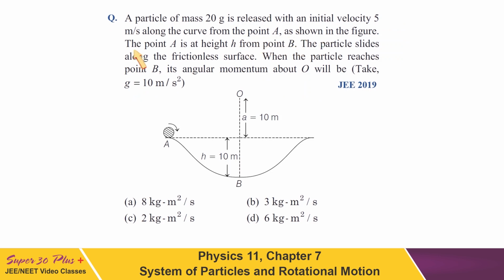As shown here, the point A is at height h from point B and the particle slides along the frictionless surface. When the particle reaches point B, which you can see here, it is the lowermost point. We have to calculate its angular momentum about O when the particle has reached the lowermost point. So let us see how this can be done.